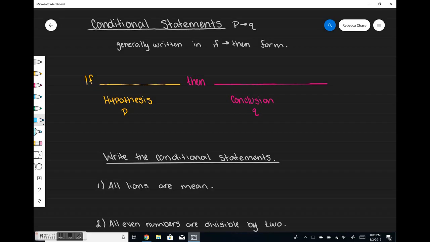Alright, so to start off, we're going to talk about a conditional statement. A conditional statement is simply a sentence that's written in if-then form. So the if is your hypothesis, so if this happens, and then your then is the conclusion, so then this is going to happen.